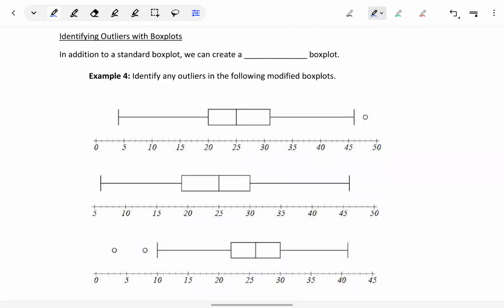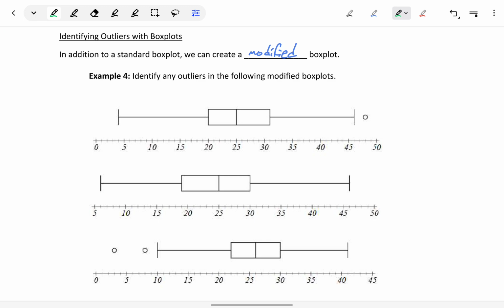Box plots can also be modified to help us visualize outliers. And to do that, we would create what's referred to as a modified box plot. And in example 4, we have instances of 3 modified box plots. We want to use these to identify any outliers, and we'll do that by looking for dots or data points that exist beyond the fences.